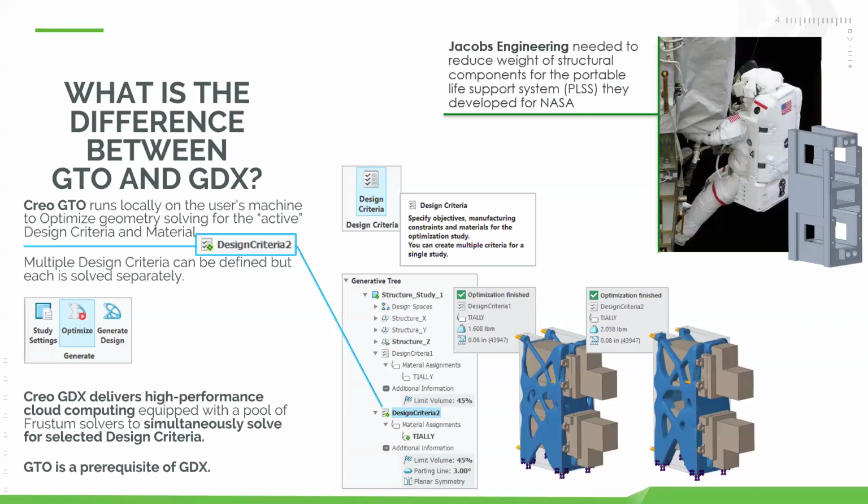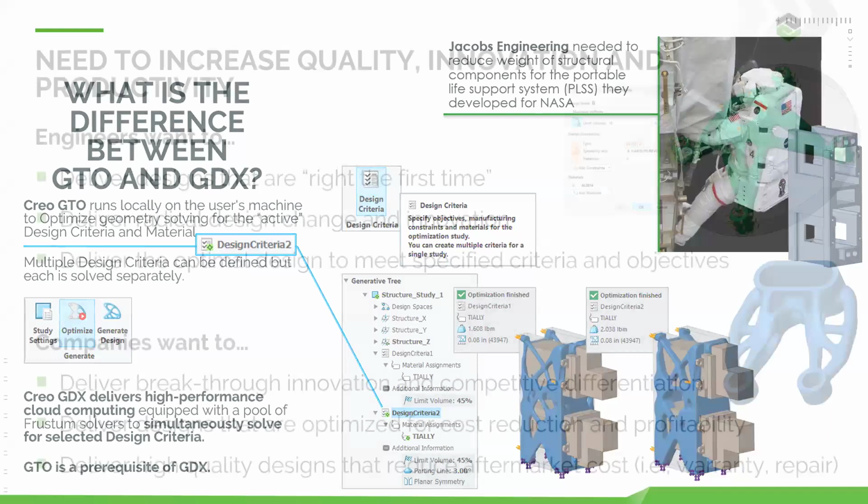So maybe I need to look at a design in that material and what would it look like, because I could source it more economically, or even if I'm looking at the CO2 footprint or the carbon footprint, where do I need to ship it from? Maybe I'm looking at recyclability of that particular material. All of those things could factor in, but again, I can solve for many and then I can choose the best one. So GTO, I'm solving locally, one at a time. GDX, I'm solving for as many as I want in the cloud and very rapidly.